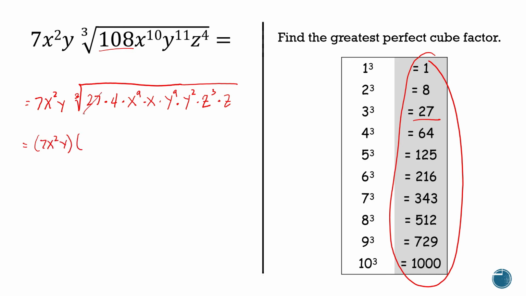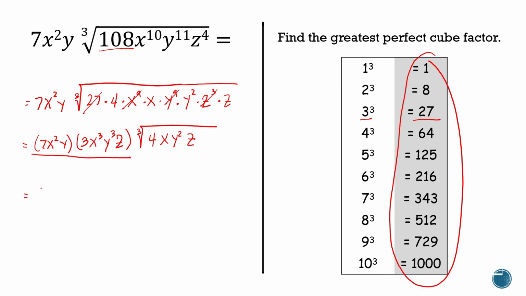Cube root of 27 is positive 3. Cube root of x raised to 9 is x raised to 3. Cube root of y raised to 9 is y raised to 3. Cube root of z raised to 3 is z. And that gives us only 4xy squared z. Now, but we need to multiply this.